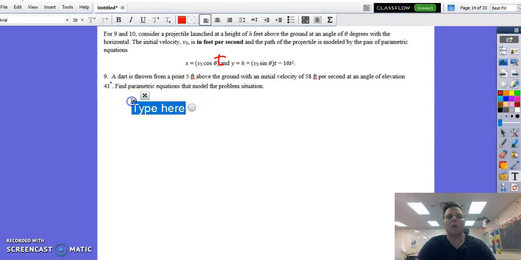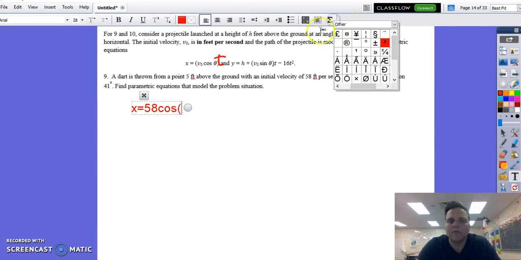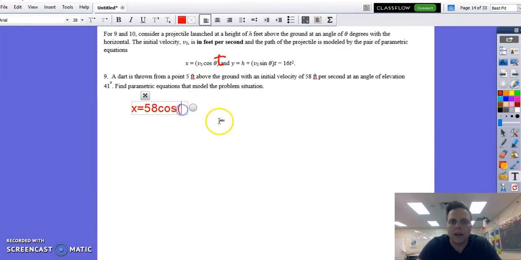Okay, well, we already know what x equals. X equals v naught cosine theta t. Well, what is v naught? V naught is my initial velocity. In this case, that's 58. Cosine of theta. Now, theta for this problem is 41 degrees. So we're just going to put 41 times t. There's my x equals equation.